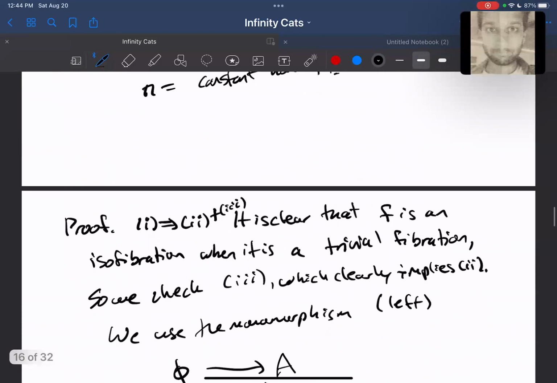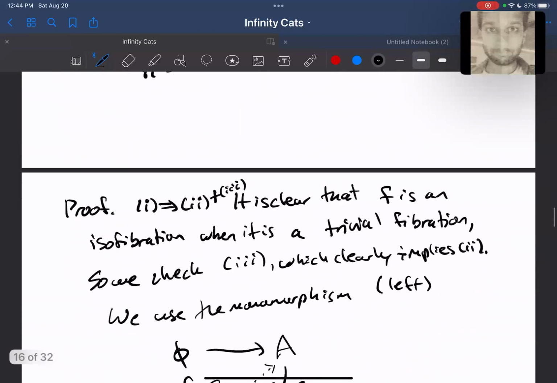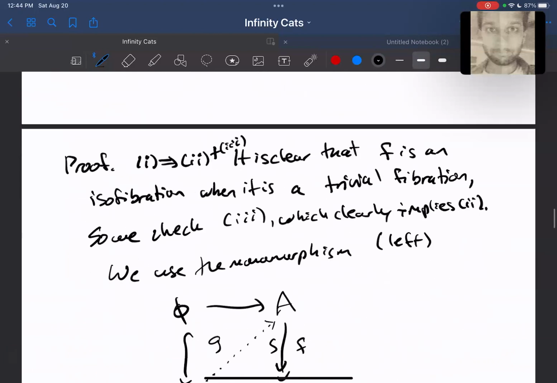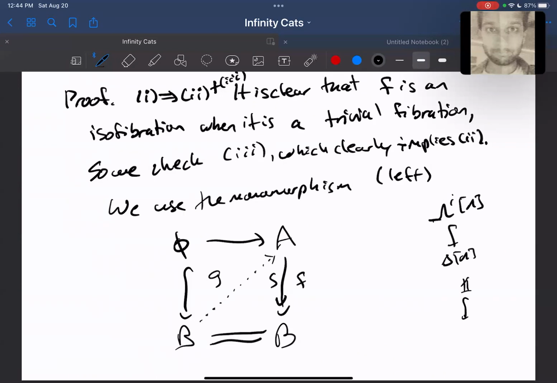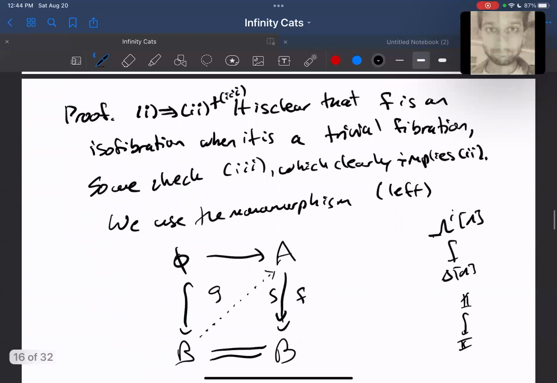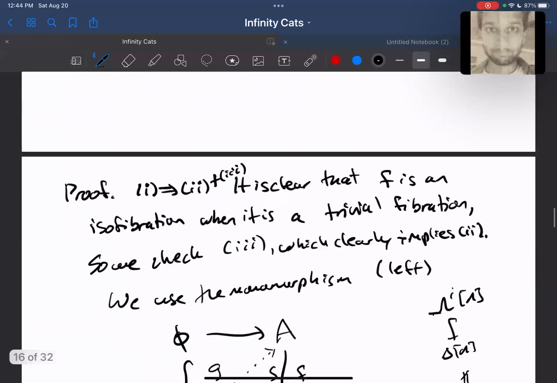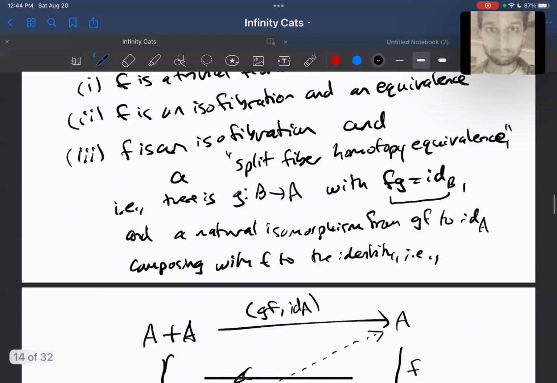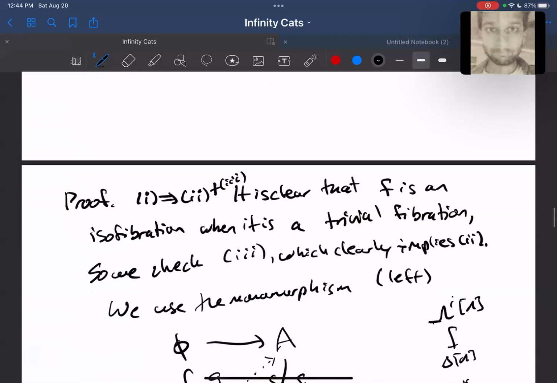So for 1 implies 2, we're going to see that F is an isofibration when it's a trivial fibration, because for isofibration we require lifting against inclusions of inner horns, and an inclusion into the free living isomorphism. And since trivial fibrations lift against all inclusions, they're going to lift against these two. And since 3 implies 2, because being an isofibration and a split fiber homotopy equivalence, in particular, you're an isofibration and an equivalence, you can just easily see from that that 3 implies 2.